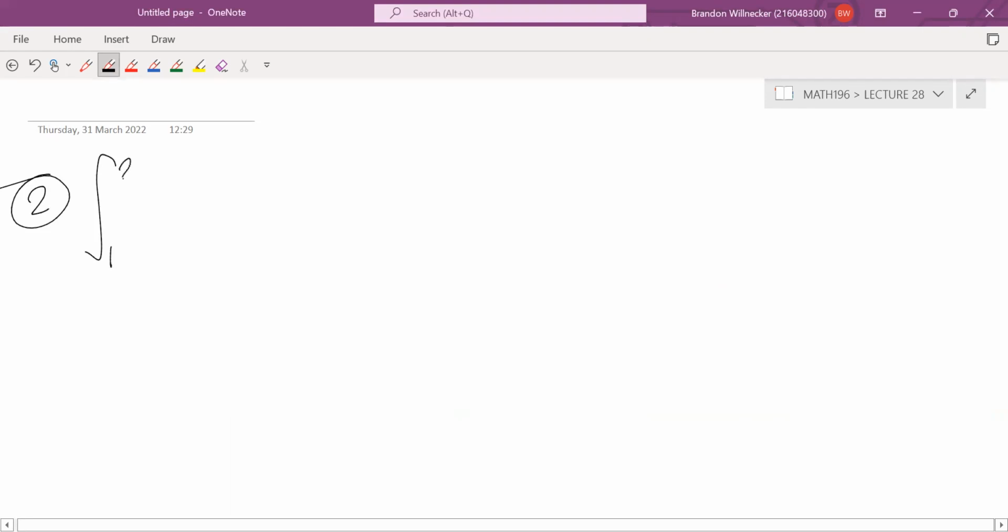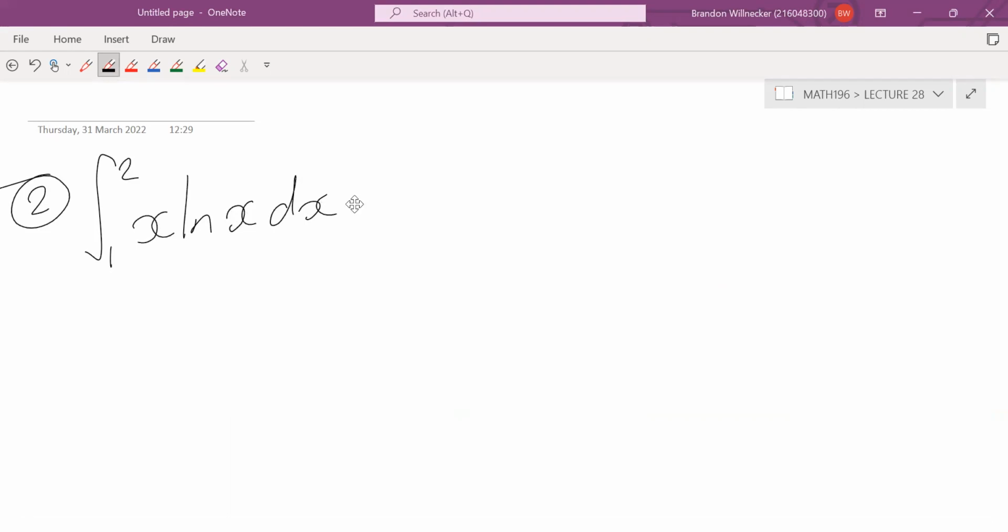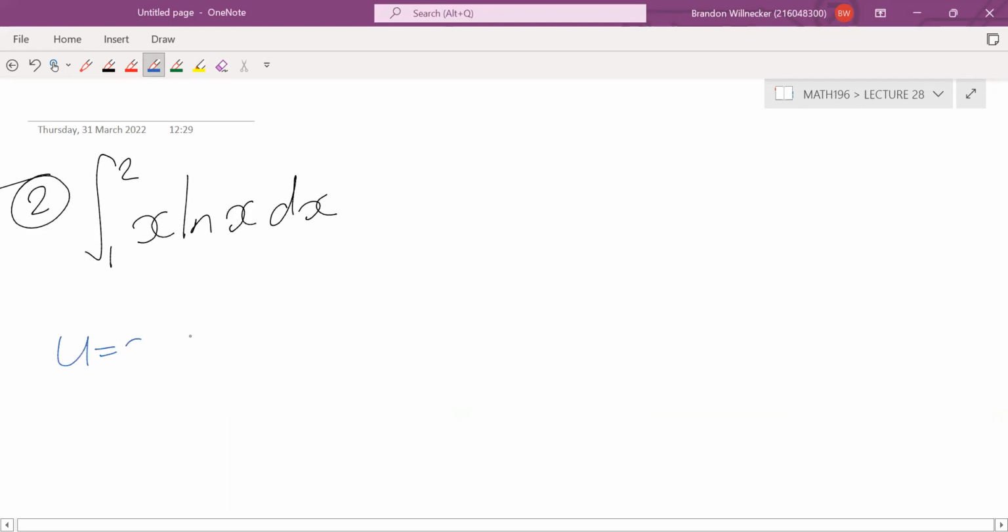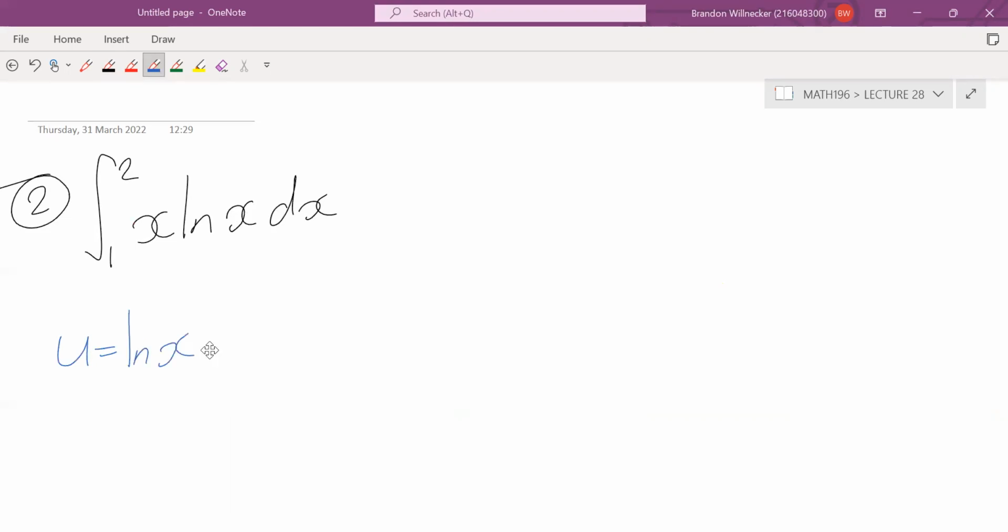So we have the integral from 1 to 2, x natural log of x dx. Again, very similar to something we did last time, but now we've got the bounds that we need to worry about in that extra step. So we let u be ln x because that is easy to differentiate. Integrating the natural log of x is difficult, differentiating the natural log of x is a lot easier. So that's what we choose u to be.